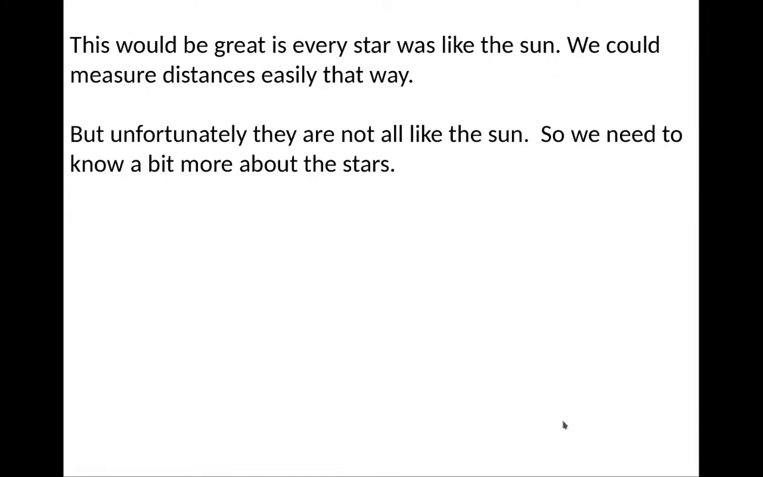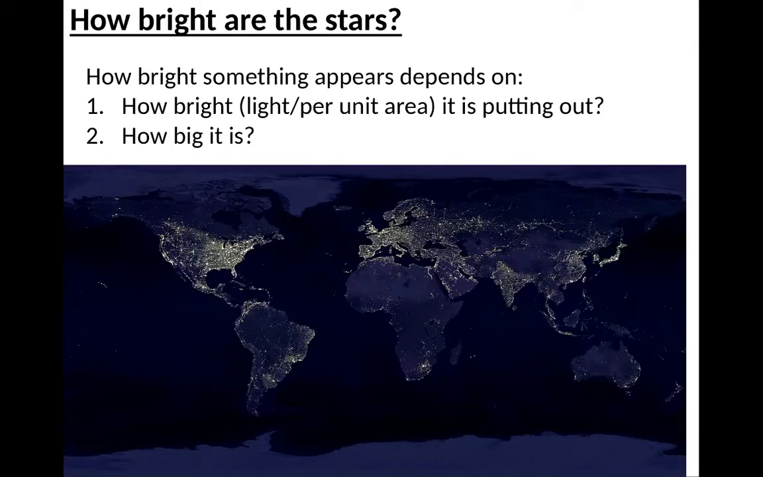Right. Now, it would be great if every star was like the sun. We know how bright the sun is. We can measure stars like that. But unfortunately, they are not all like the sun. So we need to know a little bit more about stars if we're going to use the apparent brightness that we see in order to measure their distance. So how bright are the stars intrinsically?